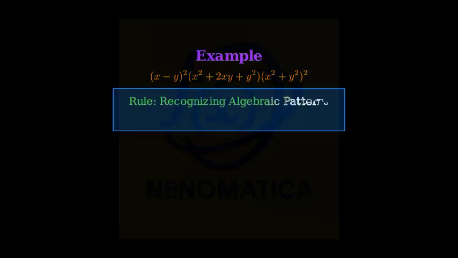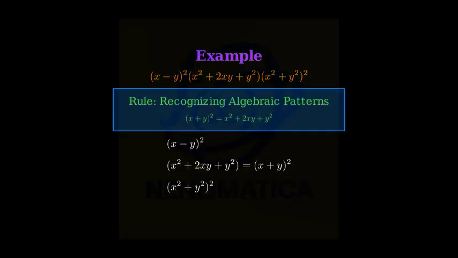Let's start by identifying the parts of this expression. We have 3 main factors. First, (x − y)². Second, x² + 2xy + y², which we recognize as (x + y)². And third, (x² + y²)².